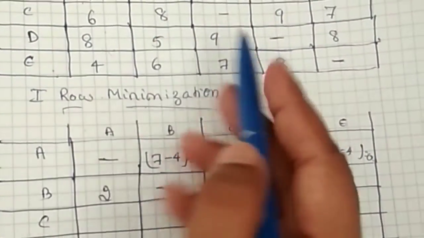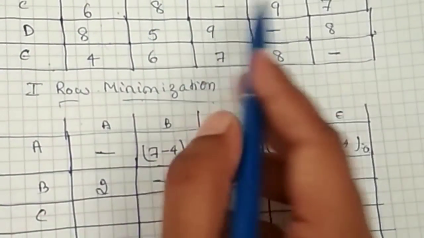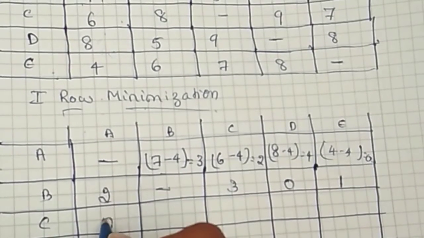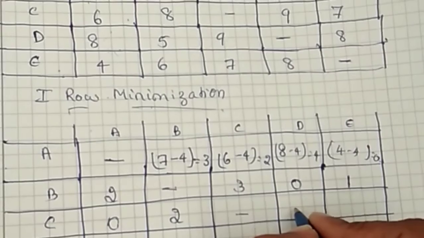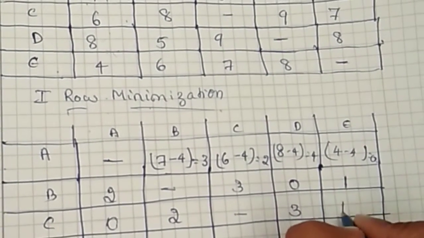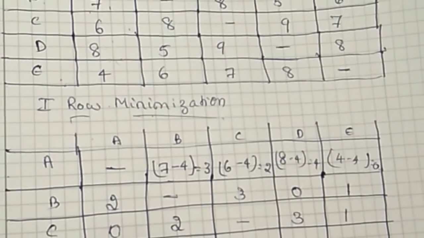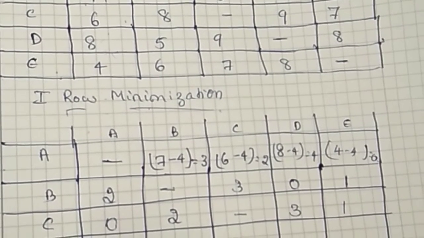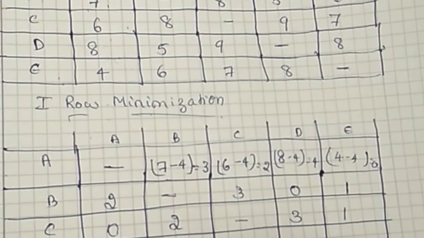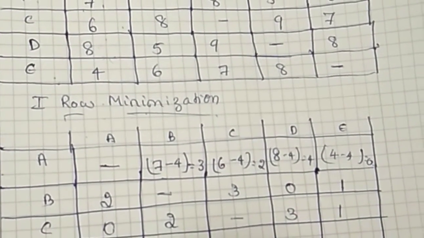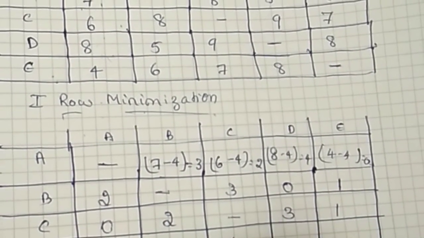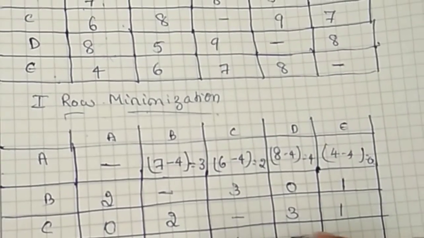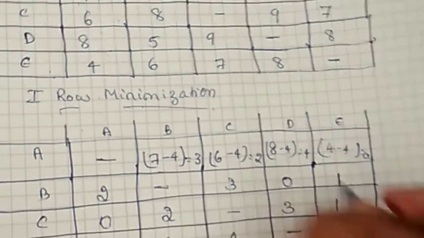Similarly, for C, 6 is the minimum value, so it becomes 0. This becomes 2. Null. This becomes 3. And this becomes 1. Right? Similarly, for D, the minimum value is 5. 8 minus 5 is 3, 5 minus 5 is 0, 9 minus 5 is 4, this is null, this is again 3.